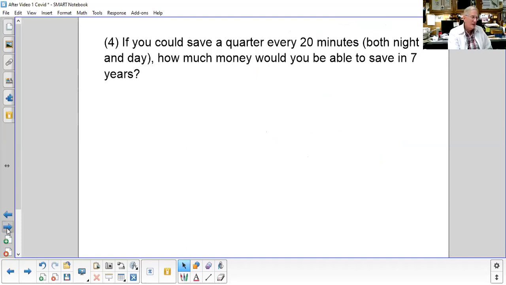Okay. Now, if you could save a quarter every 20 minutes, both night and day, how much money would you be able to save? I've got my picture up here in the corner, so I've got to get it out of the way. In 7 years, how much money could I save if every 20 minutes I saved a quarter? Don't I have to get 7 years into money? This is another example of a dimensional analysis problem. So I'm going to start out with 7 years.